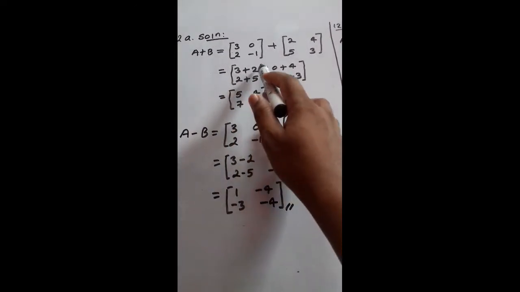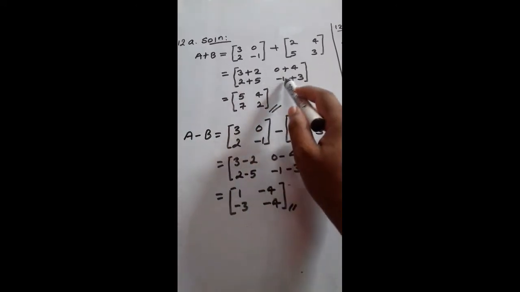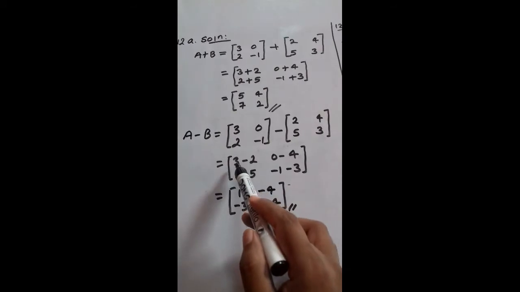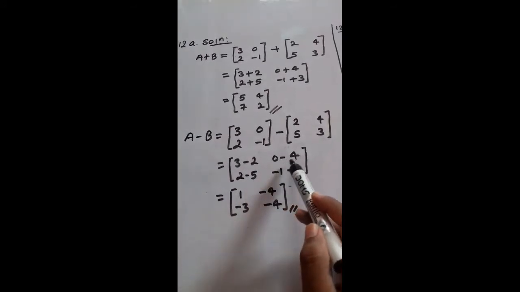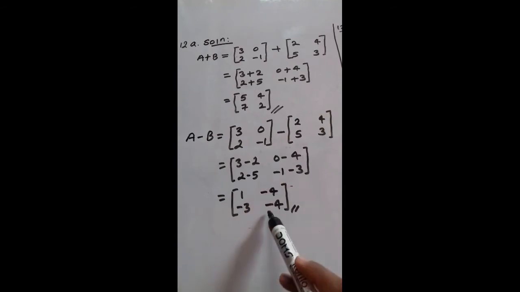Then 3 plus 2 is 5, 0 plus 4 is 4, 2 plus 5 is 7, minus 1 plus 3 is 2. Here 3 minus 2 is 1, 0 minus 4 is minus 4, 2 minus 5 is minus 3, minus 1 minus 3 is minus 4.